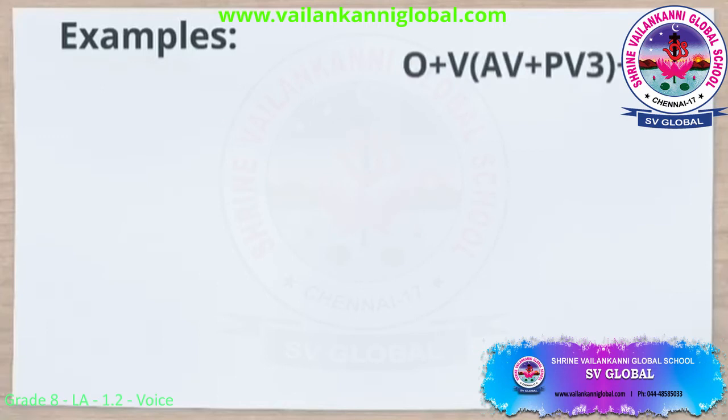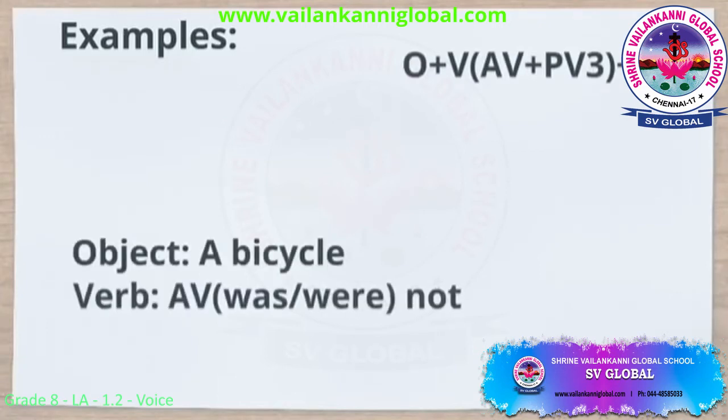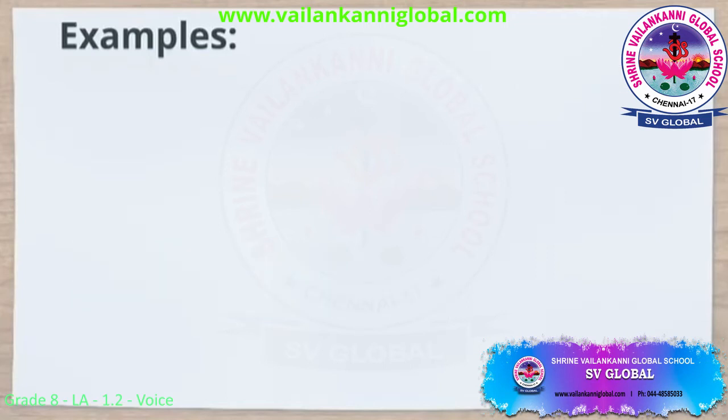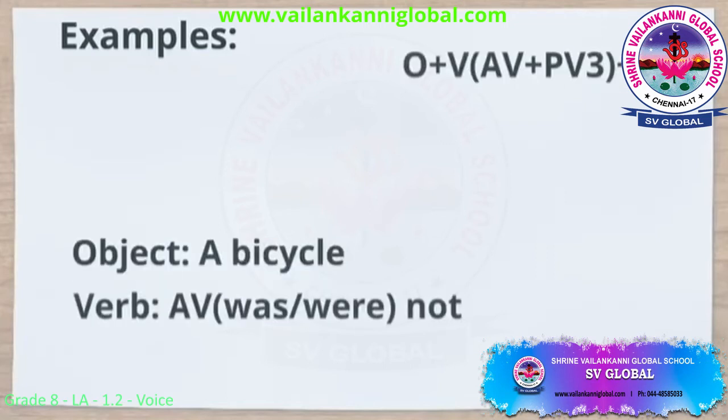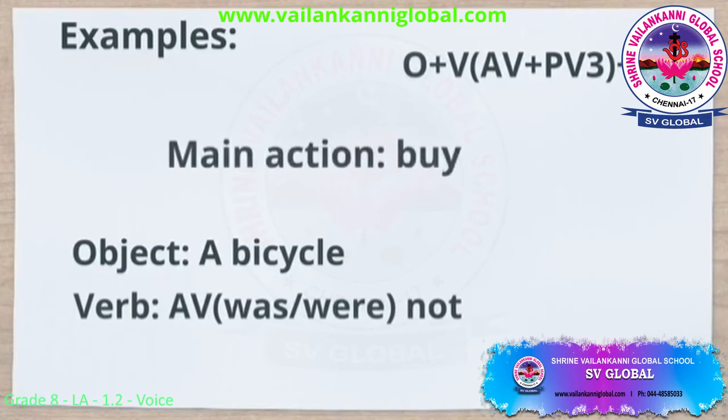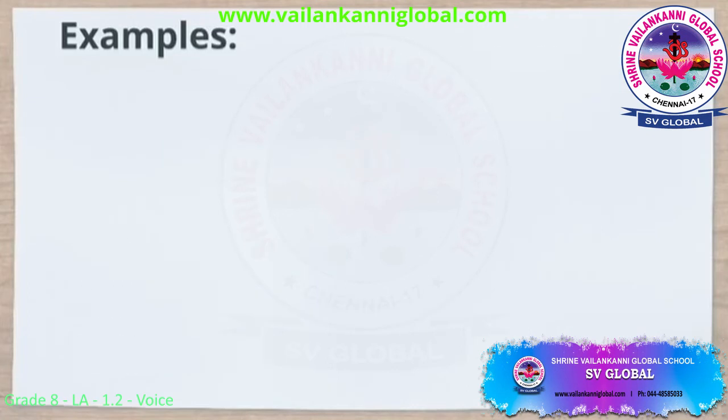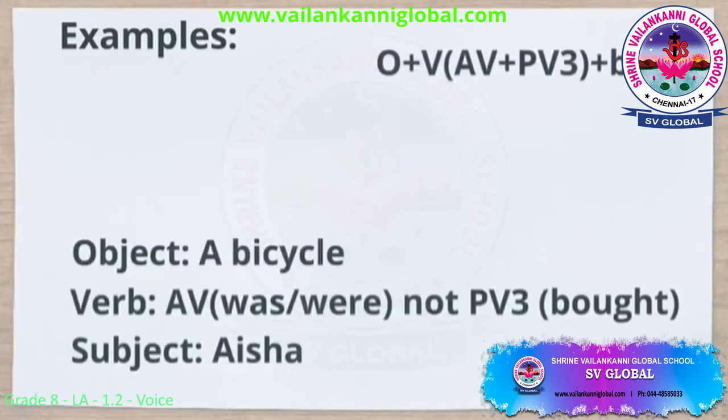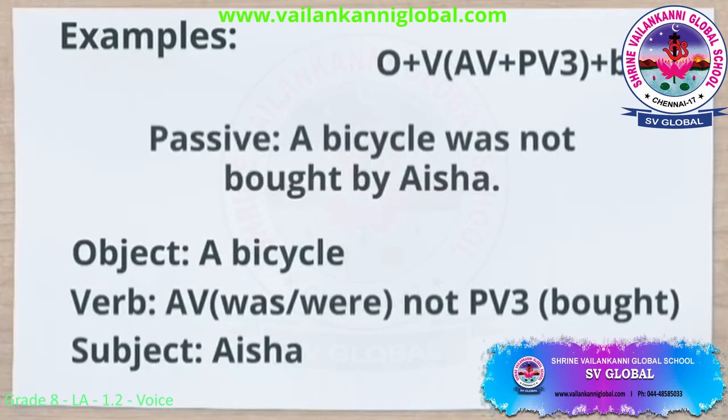So what's the object? A bicycle. And we know we must use an auxiliary verb. So bicycle is singular and we must use was. Was, and then we must add not because it is a negative statement. After choosing the auxiliary verb, let's move to the main verb. What's the main action here? Buy. Yes. So do you know the verb 3 of the main verb buy? Of course. If you had told me bought, it is right. And then you must complete the statement with the subject, that is Aisha. So the changed passive statement of the active voice Aisha did not buy a bicycle is: bicycle was not bought by Aisha.